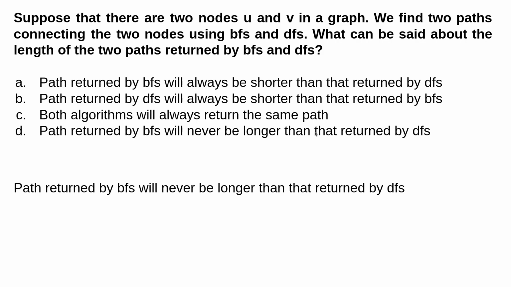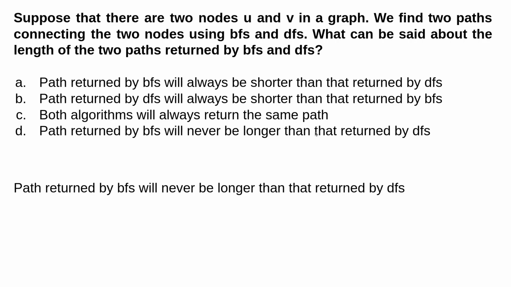But U and V are two nodes of the graph. In BFS, we don't know where U and V are because we don't know their position. So let's assume some scenario where U and V are in the same branch, for example. What will happen if they are in the same branch? The path would be one only. Find the path connecting the two nodes using BFS and DFS.